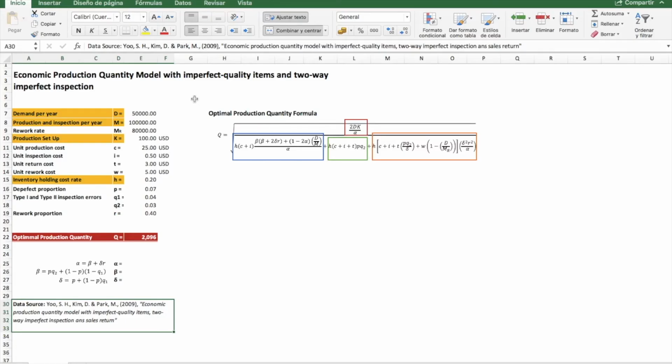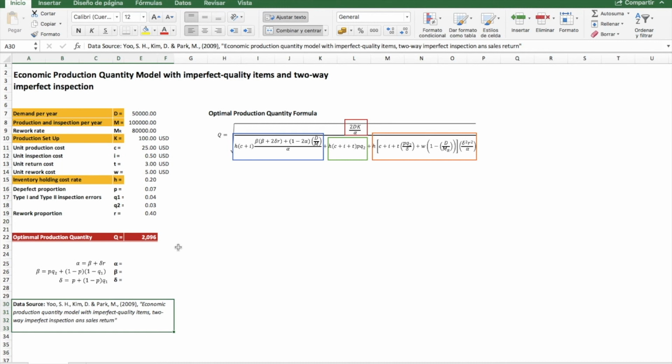In this part of the video, a practical example will be given using our new model. First, let's have a look at the data that we have here. As you can see, the known variables from the basic EPQ model are marked in yellow. So let's have a quick look at the new variables. Rework rate is how much time it takes a unit to be reworked. These are the costs per unit. Defective proportion is the share of items with defects from the produced amount. Type 1 and Type 2 inspection errors are the proportions of Type 1 and Type 2 error in the produced items. Rework proportion is a quota of items that need rework from the produced amount. More detailed information about these variables will be given at the end of this video.